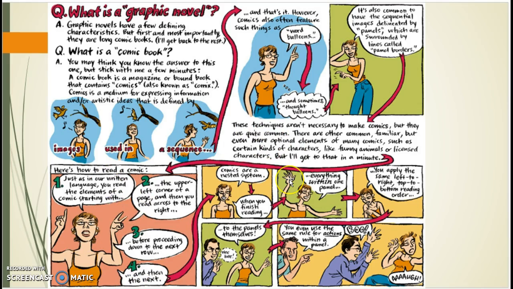Your eyes go down. This happens when you read a newspaper too. Your eyes follow this sequence. If you look at a newspaper setup, you notice there's a big headline, to the left a picture, column, and so on. So it's a nested system. When you finish reading, you go to the next one.